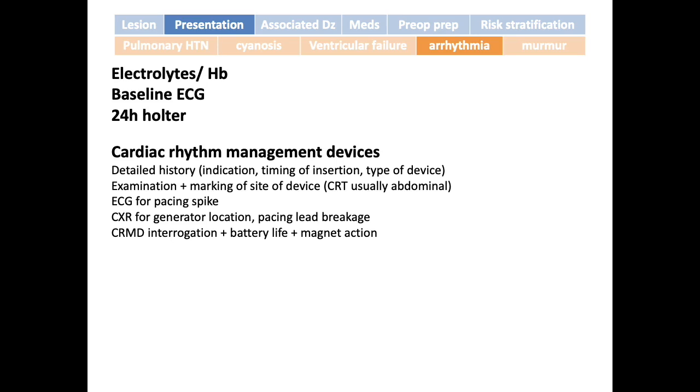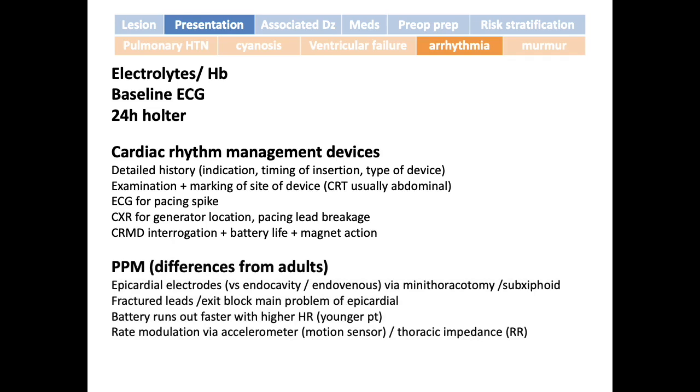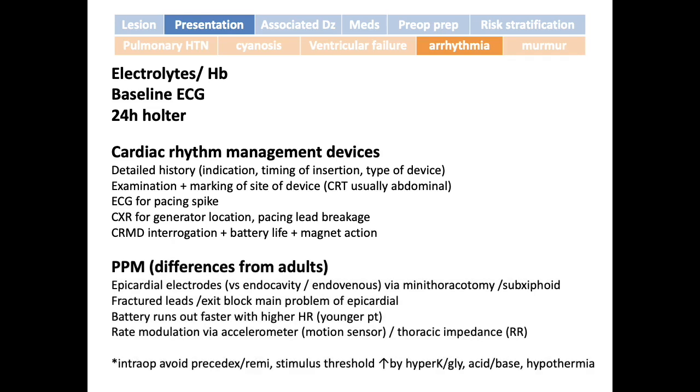Investigations to look through include an ECG for presence of pacing spikes, a plain chest radiograph for the location of the generator, as well as any pacing lead breakage, and device interrogation report for battery life, pacing dependence and response to magnet. Intraoperatively, drugs which lower the intrinsic heart rate should be avoided if the patient is not pacemaker dependent. These include Precedex and remifentanil.